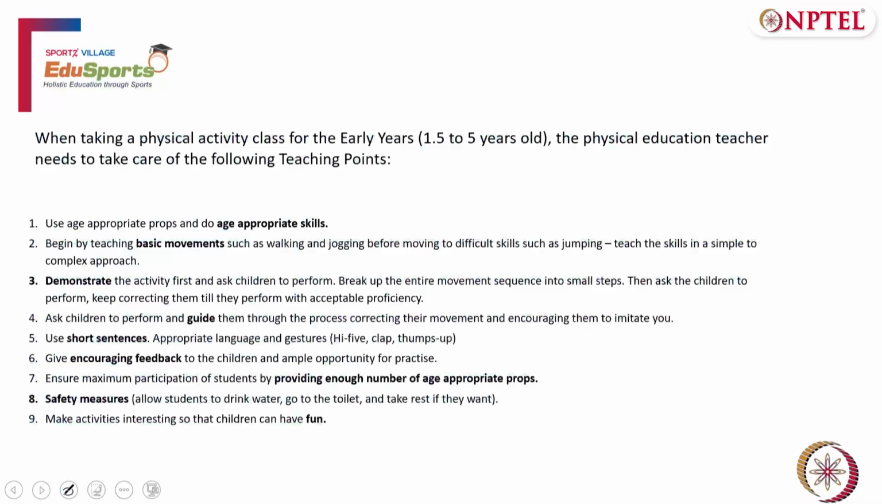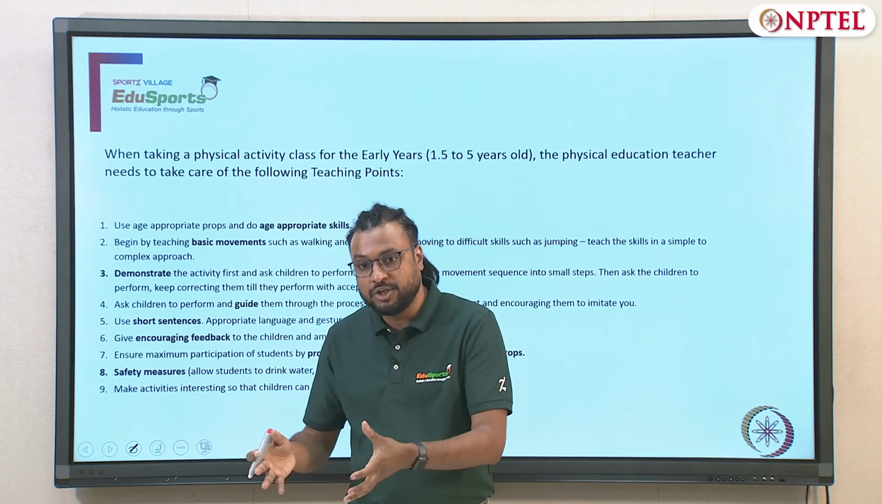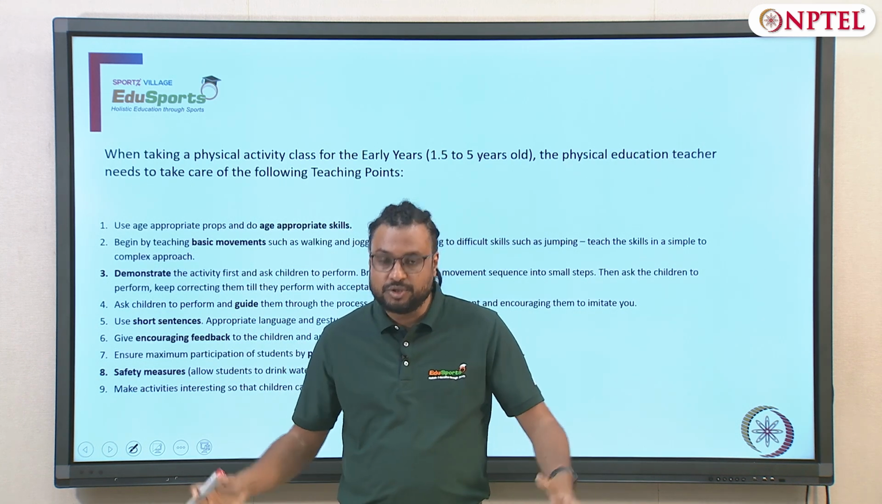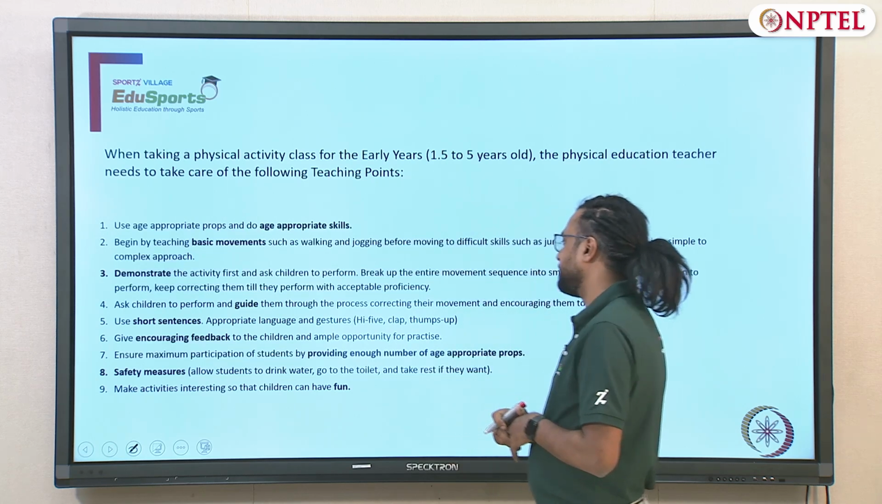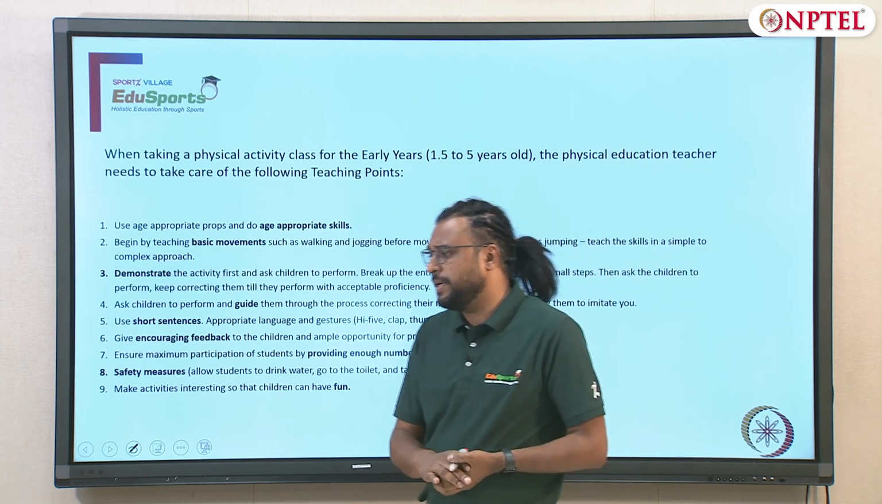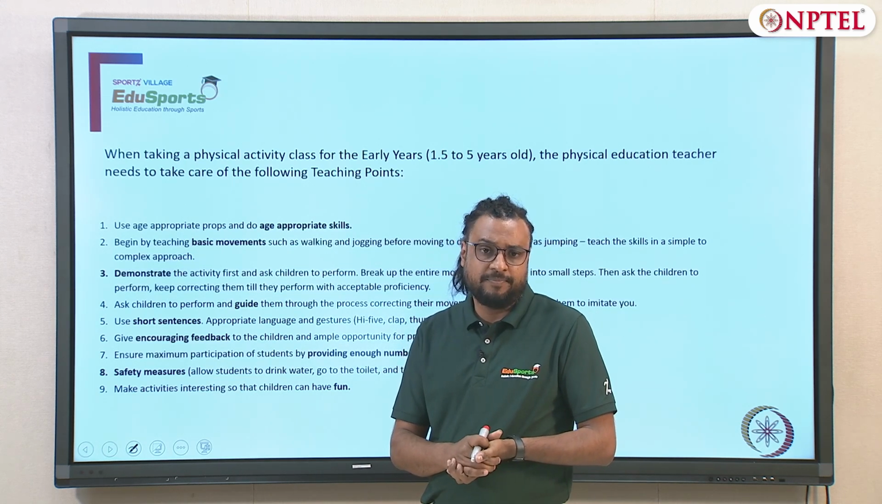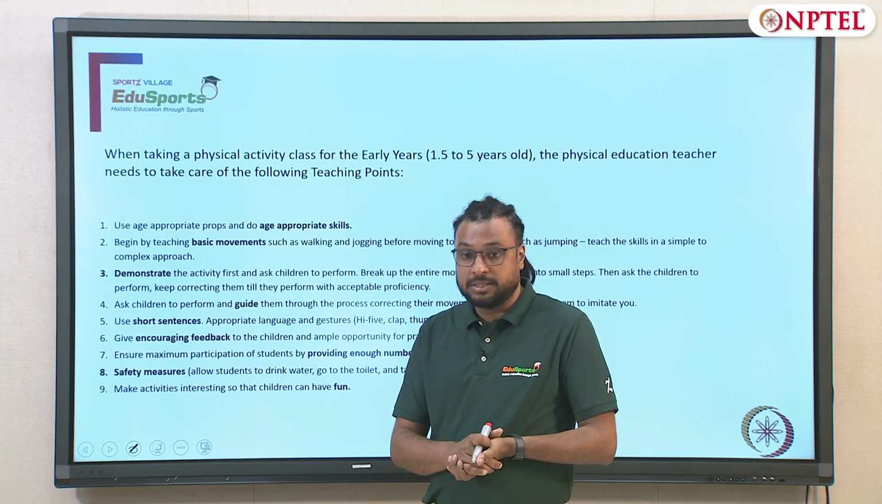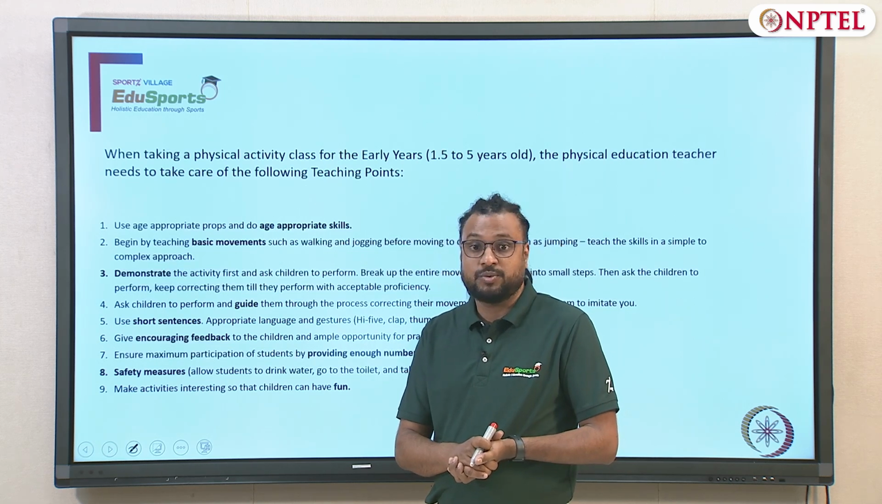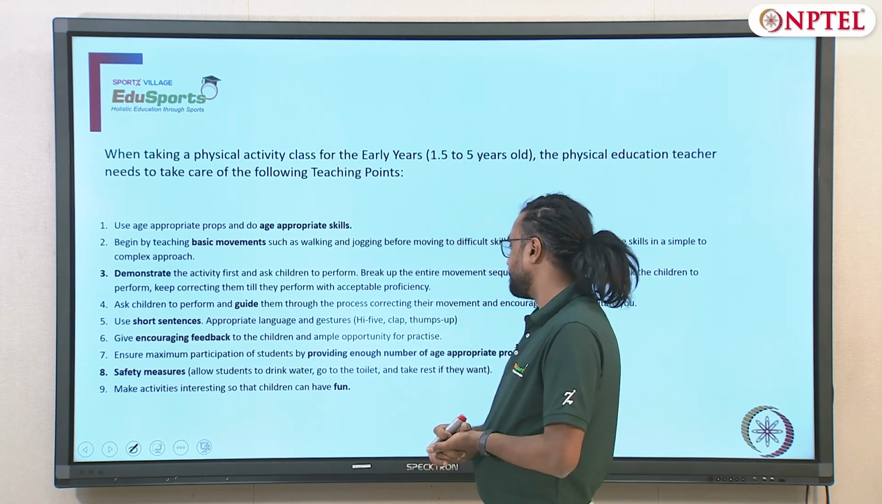Encouragement and feedback: if a child is unable to do it, do not keep them aside and say, watch others. No. Tell them how to do it, help them. In fact, you should do it with them, just like guiding them. Definitely you need to take safety measures. There should not be anything hazardous in and around the play area. You should always consider a place which is smooth, which is even, free from any sharp objects.